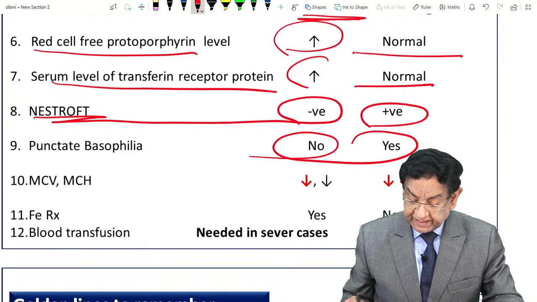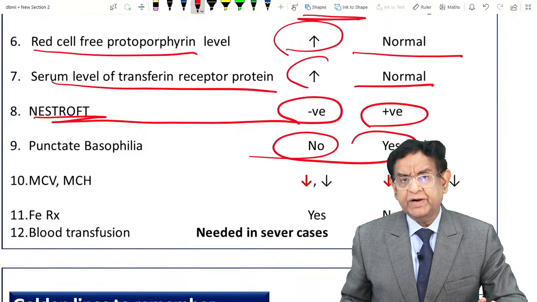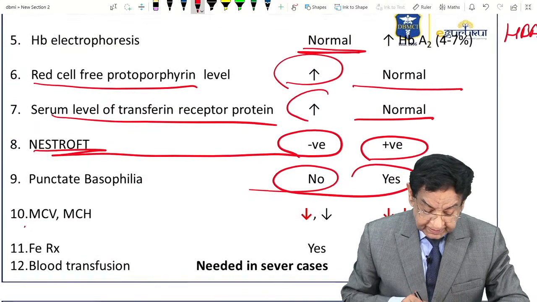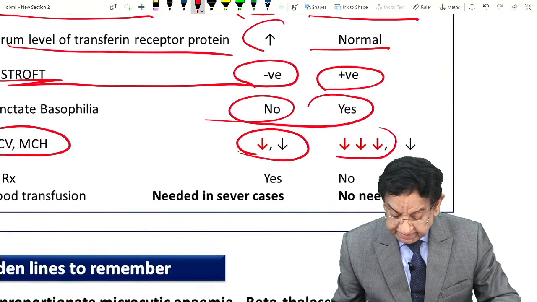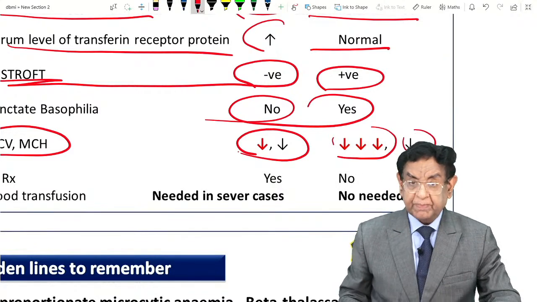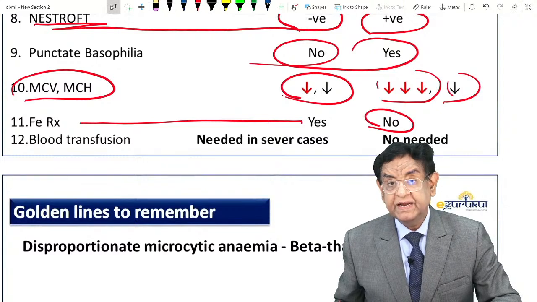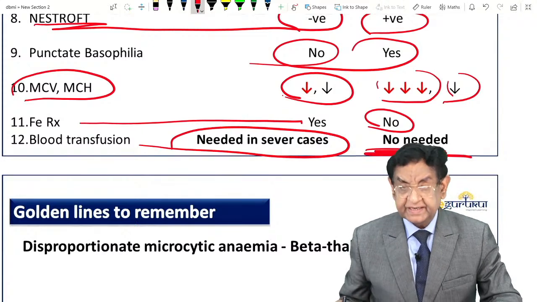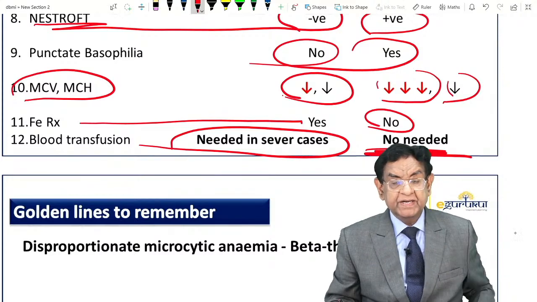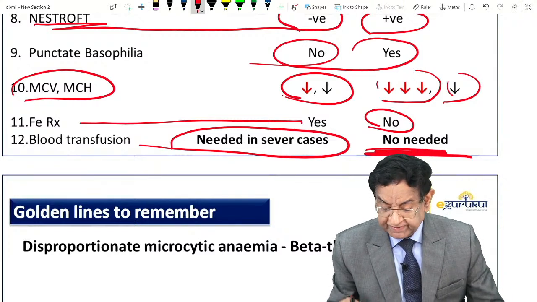Punctate basophilia: it is there in thalassemia. It indicates increased RBC turnover and is seen in any case of hemolytic anemia, and beta thalassemia is a type of hemolytic anemia. MCV and MCH are both equally reduced in iron deficiency, while in beta thalassemia MCV is reduced drastically and MCH mildly. Iron therapy: we don't give it in thalassemia. Blood transfusion is needed in severe cases; it is not needed in beta thalassemia trait. We may give a blood transfusion in severe iron deficiency anemia, but we never give it in trait.